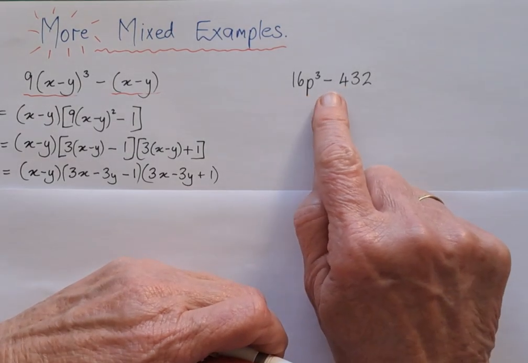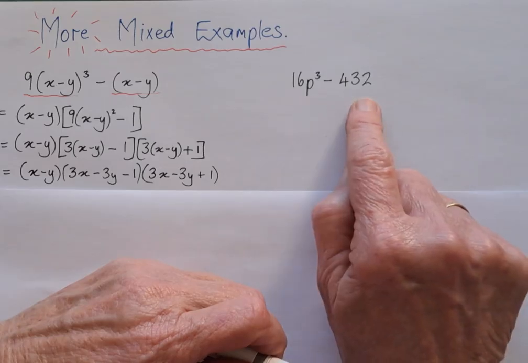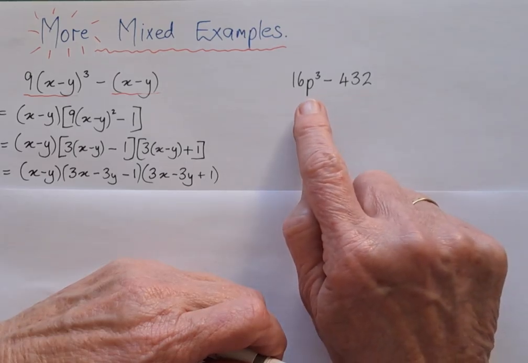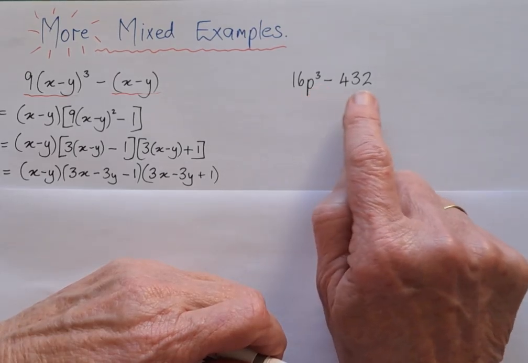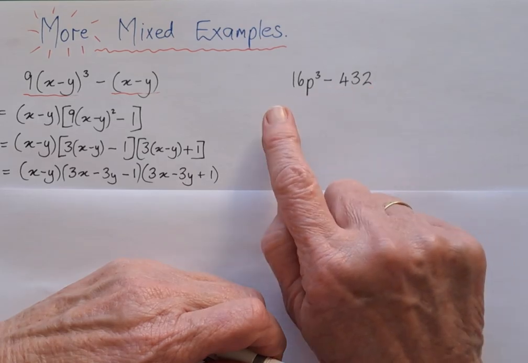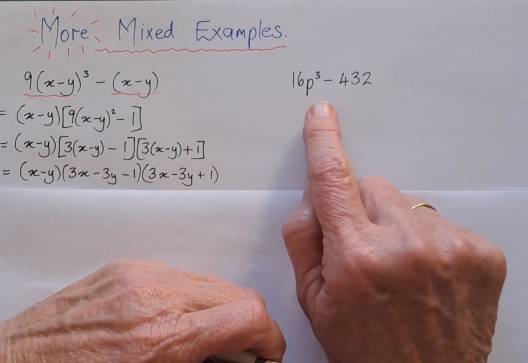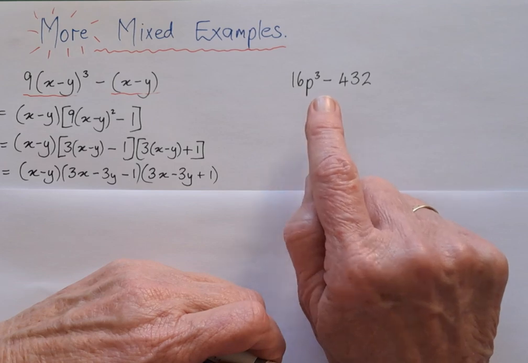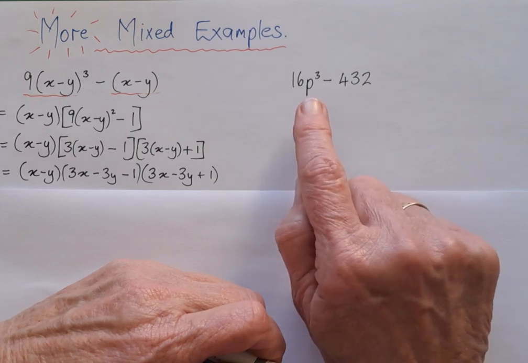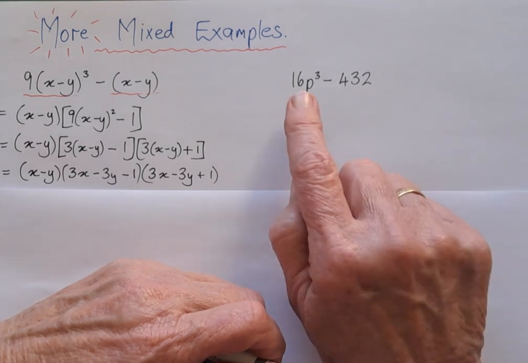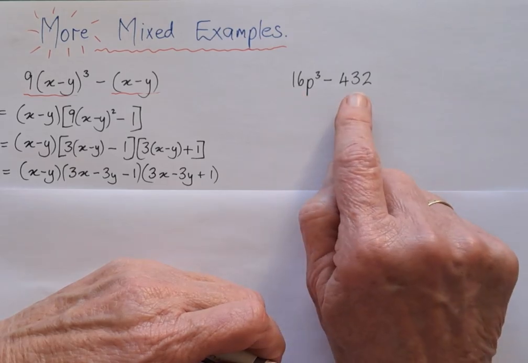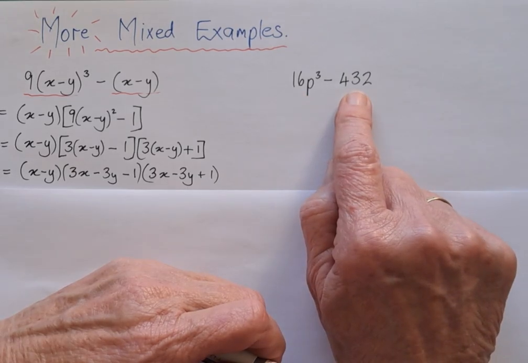Again, I've got the difference of two things. As soon as I see a p cubed there, and there's no p there that I could take out as a common factor, then I know that I'm dealing with cubes. So this is not going to be the difference of two squares, it's definitely going to be the difference of two cubes. But 16 is not a perfect cube, and neither is 432.